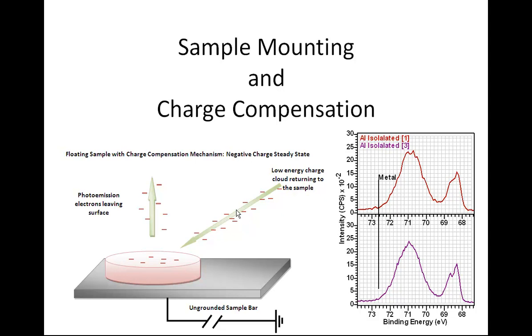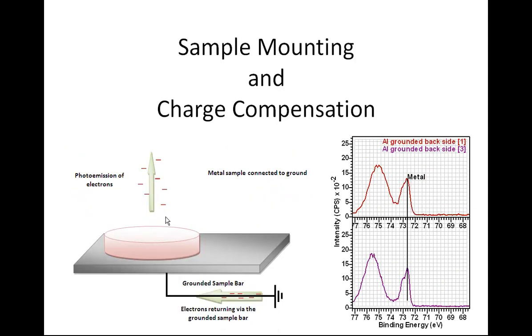Another scenario is that charge compensation is performed, we have no ground connection, and so a charge can build up on the surface which might be negative. In this case the peaks shift to a lower binding energy, a higher kinetic energy, and this is because a negative charge will repel electrons that are emitted as part of photoionization.